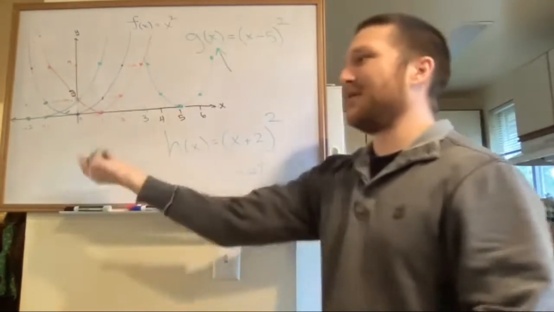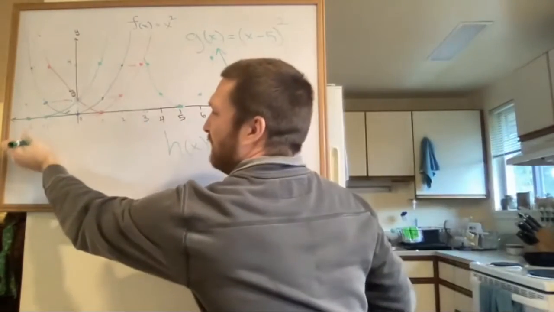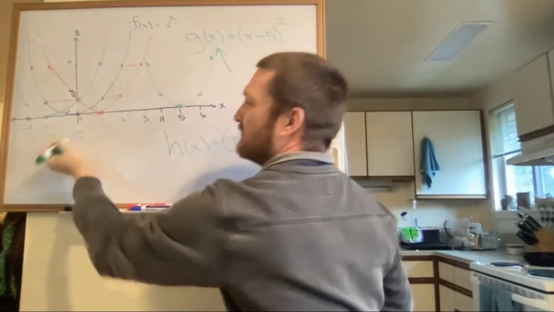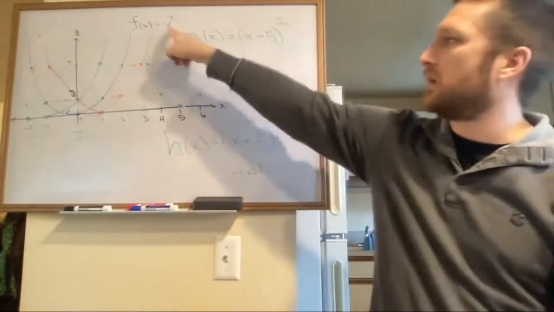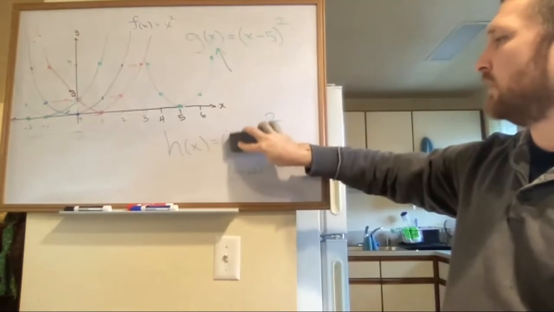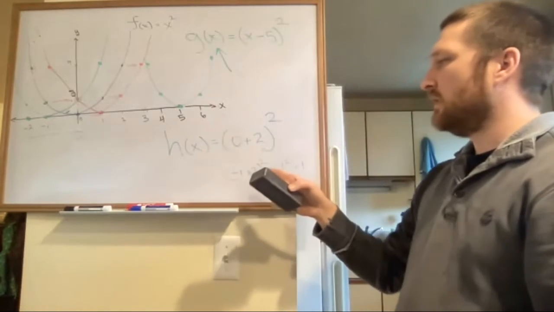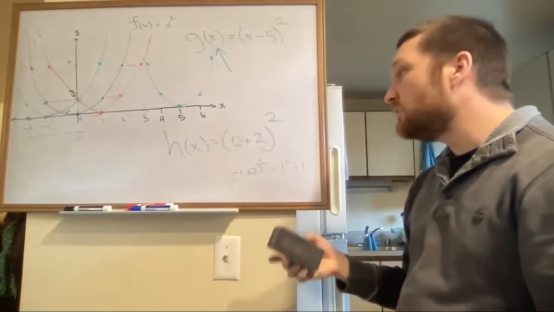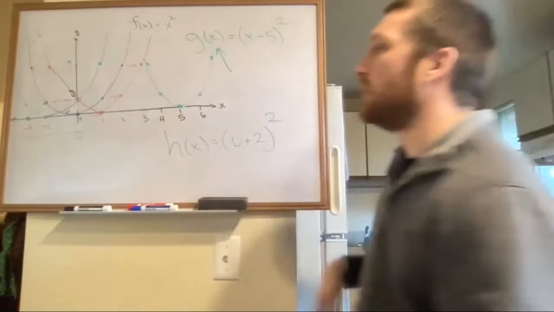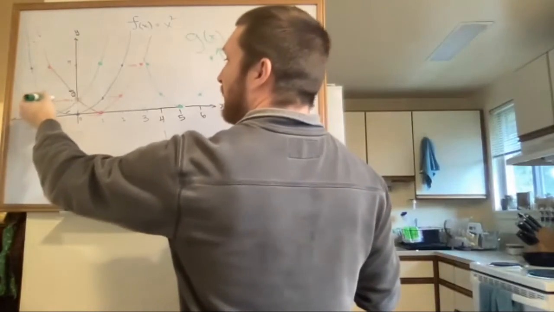Guess what happens when we go over 2 units? Going from negative 2 units gives me 0. It's the same thing as just plugging in a 2 here. Why? Well, because you'd be plugging in a 0 right there. 0 squared. 0 plus 2 is 2. Squared is 4, and so on and so forth.